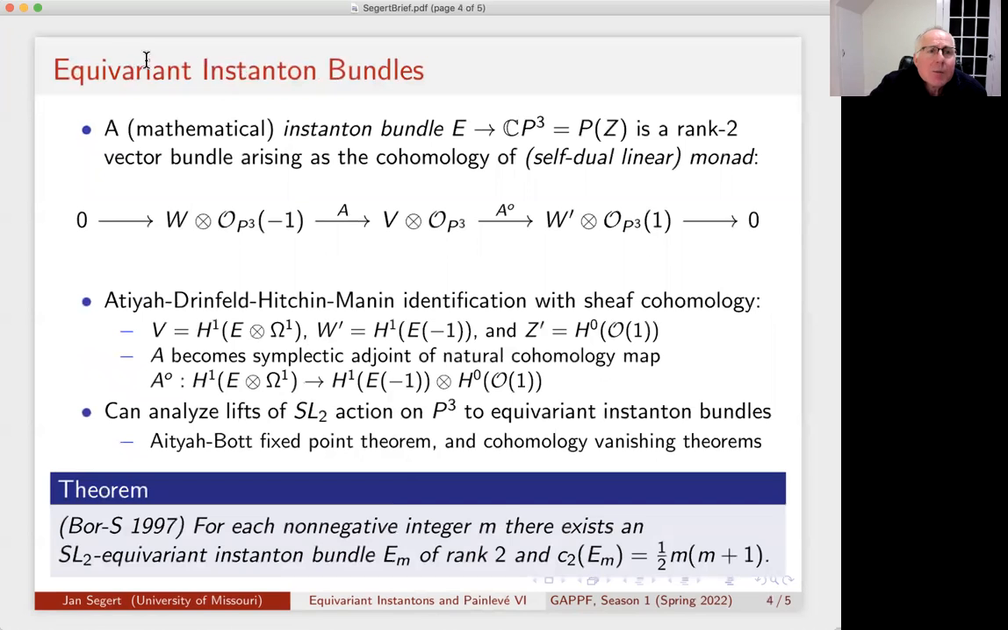Now, here's a point about equivariant instanton bundles. So basically, I got to work on these with Gil Bohr back in '97 for different reasons than this. We classified equivariant instanton bundles. These are rank 2 vector bundles constructed by monads through this very interesting algebraic geometric construction. And what we did is we classified the SL2 equivariant ones, and there's a countable family of these. And for any given charge or second Chern number, there's at most 1, which was kind of interesting. We were interested in it for other reasons.